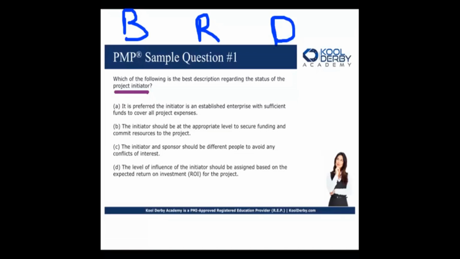See Charlie? All right, tell me why C, Charlie, is wrong. Okay, you guys are pretty good. So why is C Charlie wrong? Okay, good. So the initiator and sponsor should be, so that's right. Okay, so Holly, good job.